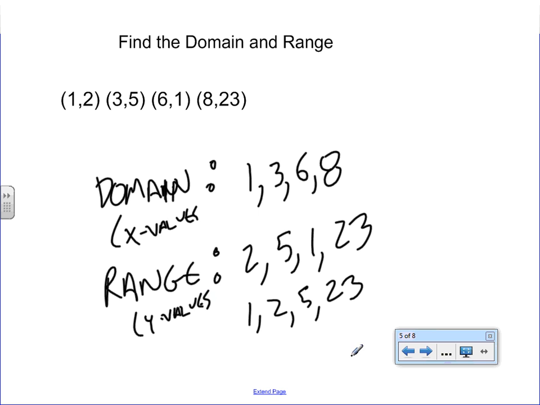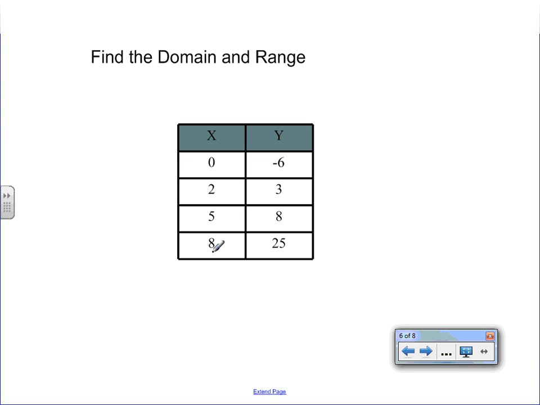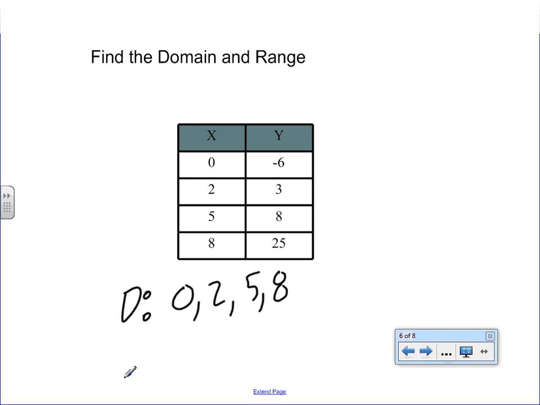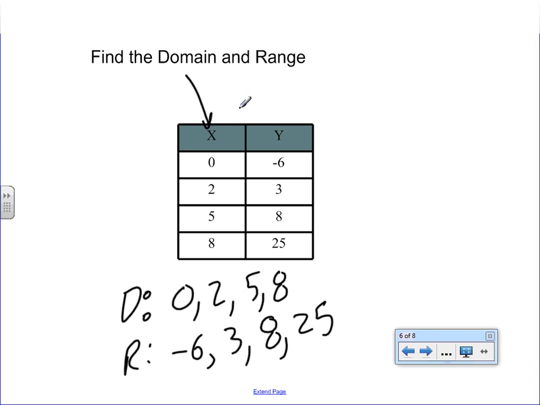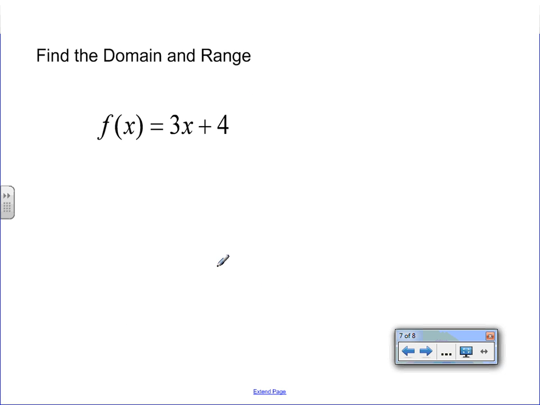So when we see ordered pairs, that's easy. In the table, we've got some x values, some y values. What's the domain? What's the range? Domain, 0, 2, 5, 8. Range, -6, 3, 8, 25. Hey, those are in order. That's nice. Okay, x values, domain. Y values, range. Alphabet plural. I don't know if I mentioned that.